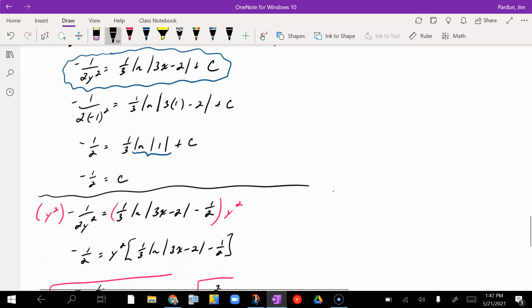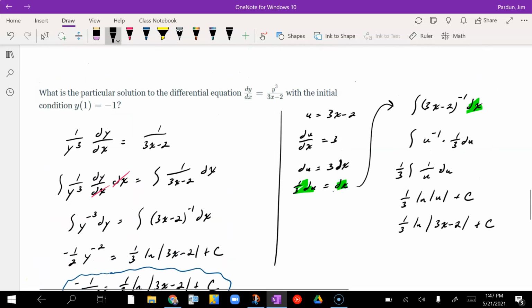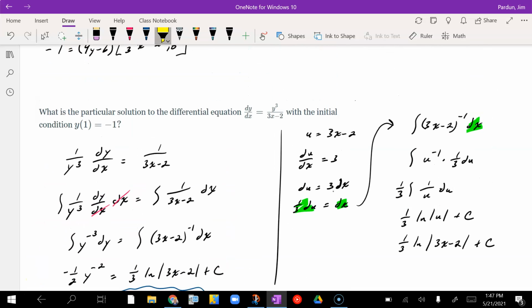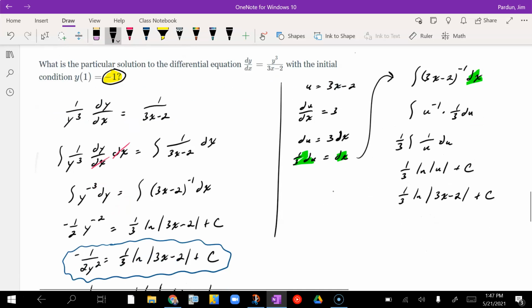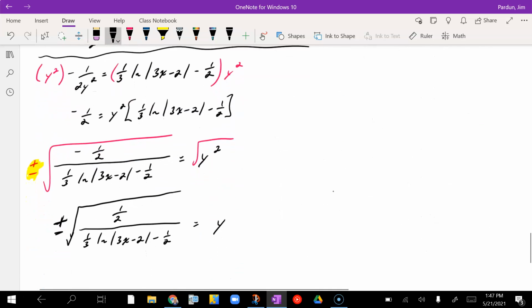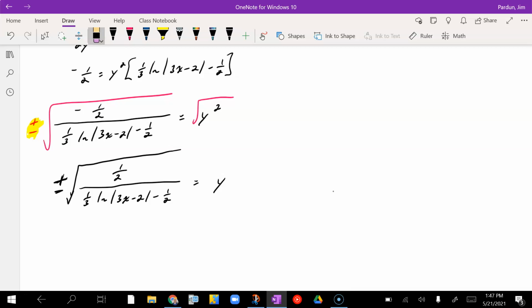We're going to go back to the original initial condition. And the initial condition said that when x is equal to 1, the output is negative. Well, there's only one way I can get this output to be negative, and that is to get rid of the positive. So that right there is going to be my solution to the differential equation.